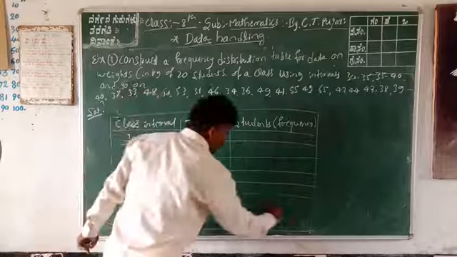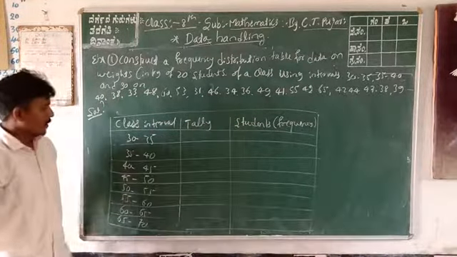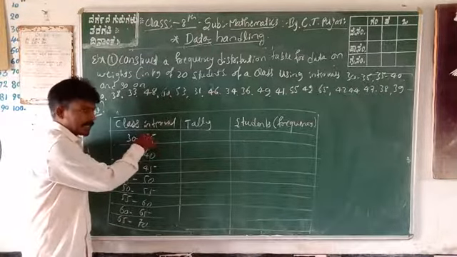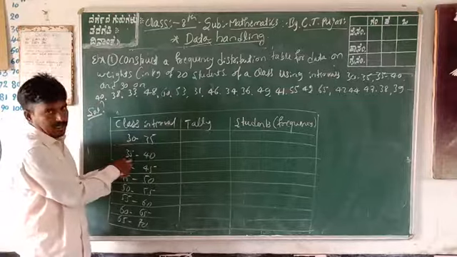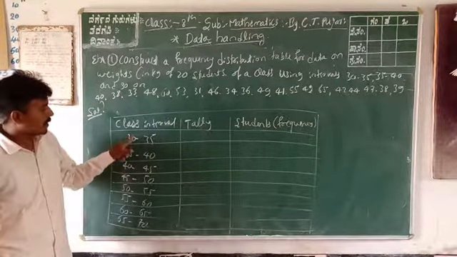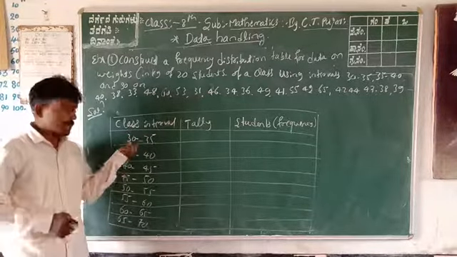Therefore, first 30 to 35. You can consider 35 in this one. You can remove it in this one. But otherwise, you can consider it only 35. What is the width of the class interval?